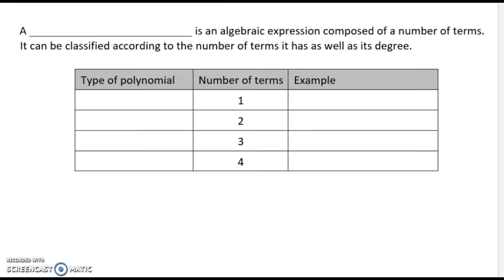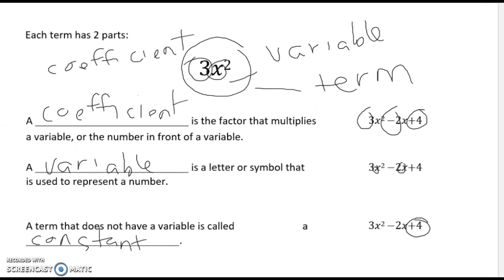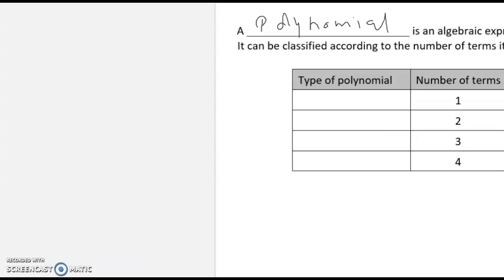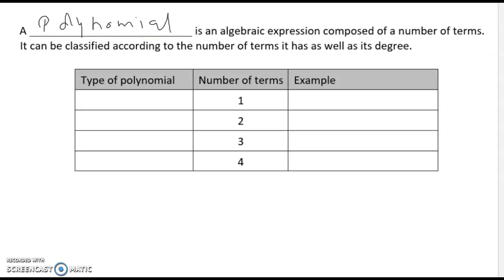A polynomial is an algebraic expression composed of a number of terms. It can be classified according to the number of terms it has as well as its degree. So this whole thing is called a polynomial, because it has many terms. So the type of polynomial, the first one, if it has one term, it is called a monomial.